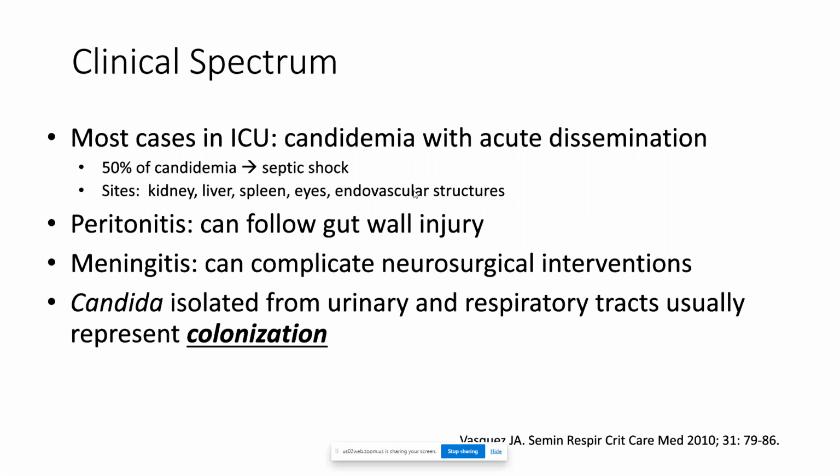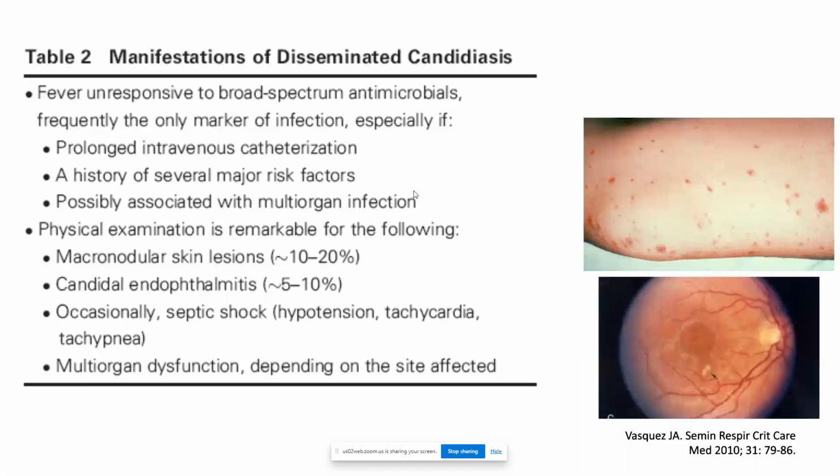Most of the time, I think I've got this on the next slide. I'll cover it in a second about how we sort through that. Let's go through some of these manifestations. So classically, it's a fever that doesn't respond to broad spectrum antibacterials. You have catheters that sit in there a long time, several of those major risk factors I mentioned, and multi-organ systems that seem to be involved with an infection.